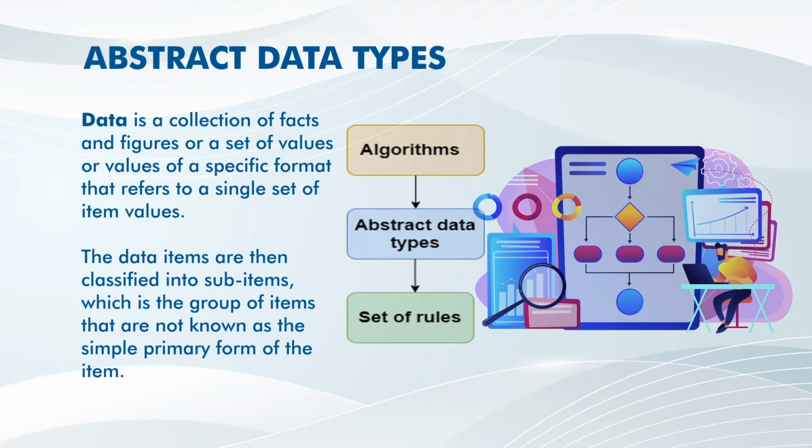Data is a collection of facts and figures, or a set of values of a specific format that refers to a single set of item values. The data items are then classified into sub-items, which are groups of items that are not known as the simple primary form of the item.